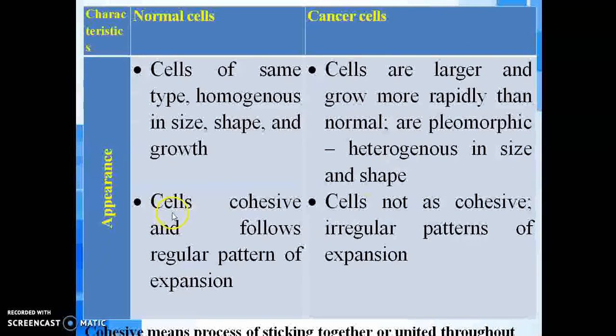And next, the normal cells will have cohesiveness. That means they will stick together, and always follow a regular pattern. But cancer cells are not cohesive. They will not stick together. They are able to move forward. They can move in between, above, below, or go to the blood circulation and lymphatic circulation.